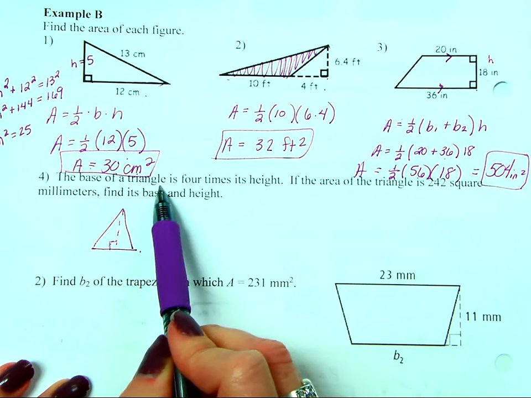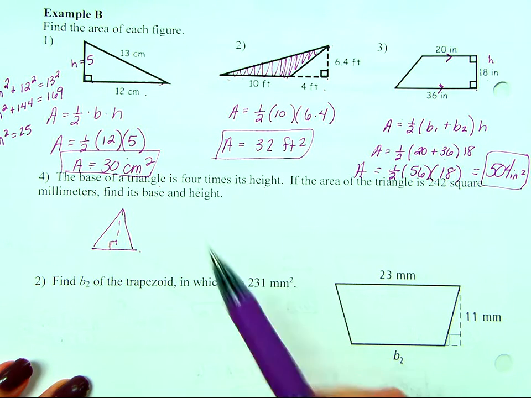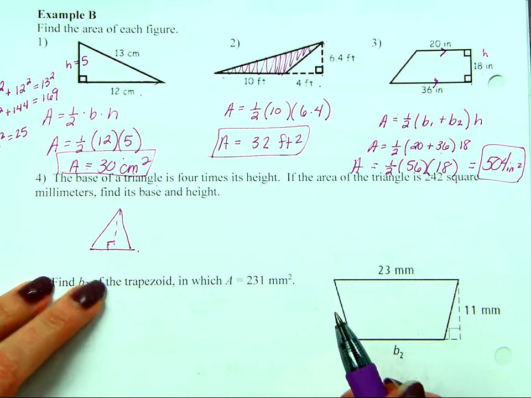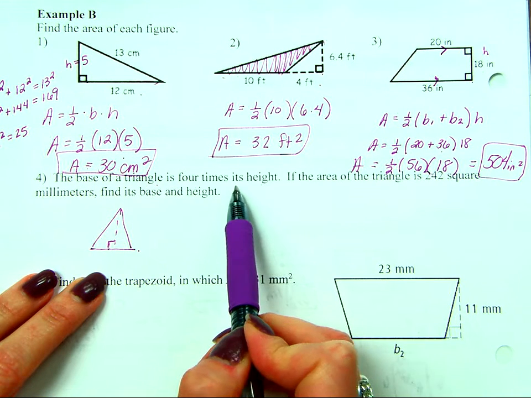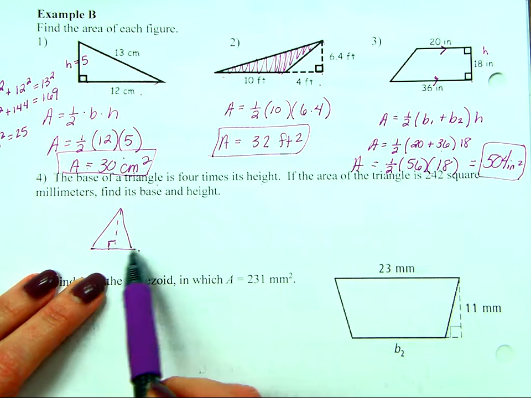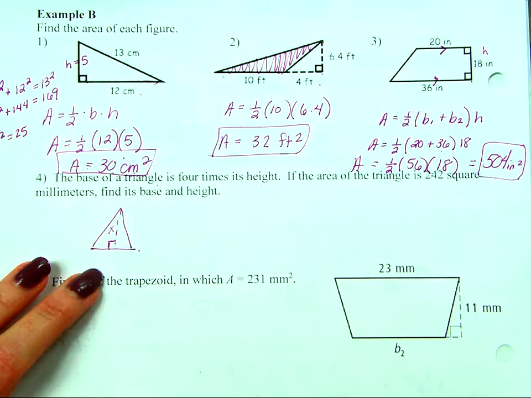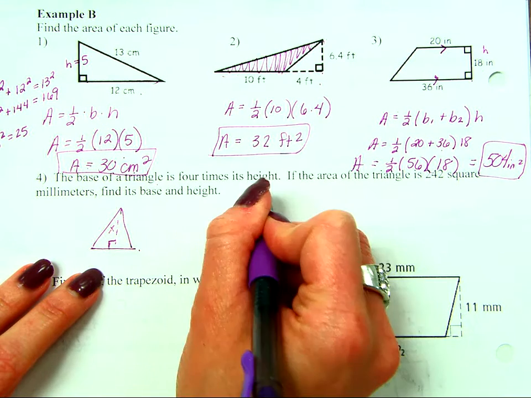The base of the triangle is 4 times its height. Well, I don't want to use b and h because I don't want to have two different variables. But if the base is 4 times the height, I know the base is the bigger segment. So I could think about my height as being x units long. What would that mean for the base? It's 4 times that.